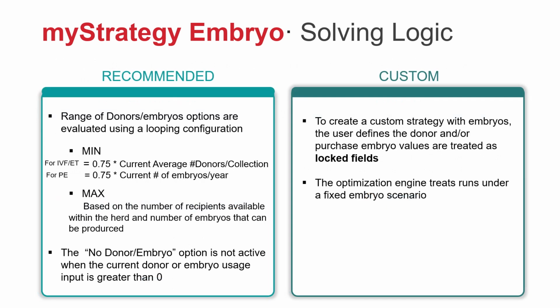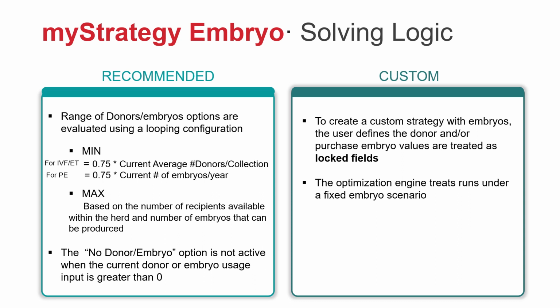Under the recommended option, the engine has embedded a looping configuration with minimum and maximum thresholds. The minimum threshold is calculated as 75% of the input value for the current average number of donors per collection or the current number of embryos purchased per year. The maximum limit, or that upper limit, is calculated as a function of the maximum number of recipients that could be implanted within the herd.